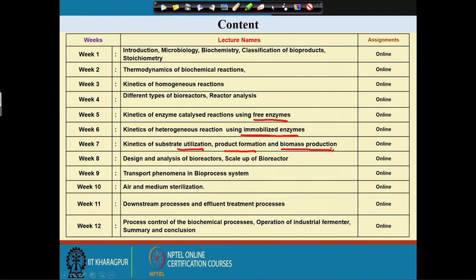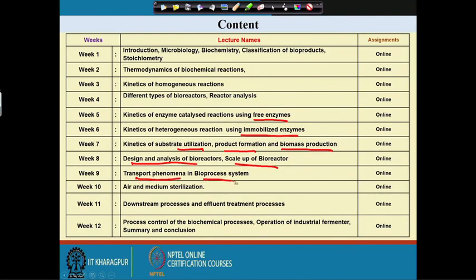And then design and analysis of the bioreactors and scale up of the bioreactors, that is a great concern, how from the lab scale we can switch over to the plant scale and a bigger scale, that we will discuss in detail. Transport phenomena of the bioprocess, that is, in the different flow systems, how momentum transfer, mass transfer and heat transfer take place in the system, that I want to discuss in detail.